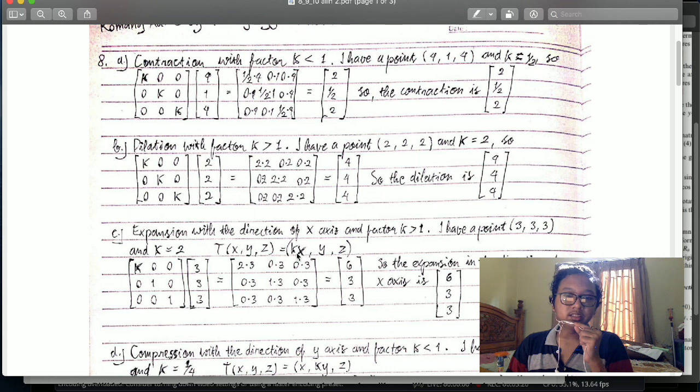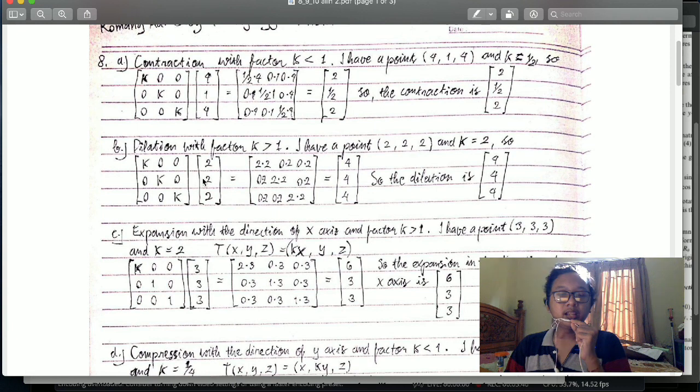So not every element in the identity matrix becomes k, just the x entry. It's a bit different, but maybe like the same. The x entry is changed to k, and that is multiplied by the point 3, 3, 3, which produces the result 6, 3, 3. So the expansion in the direction of the x-axis is 6, 3, 3.